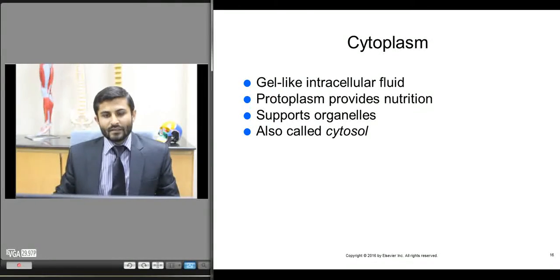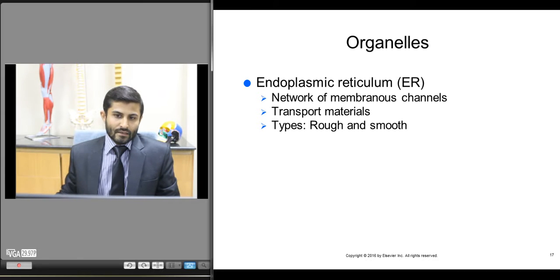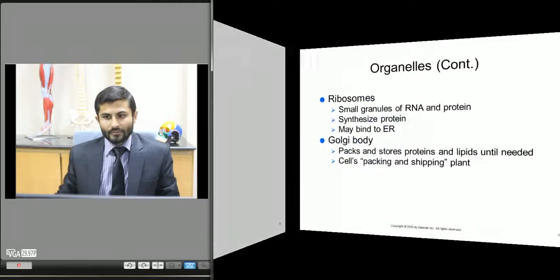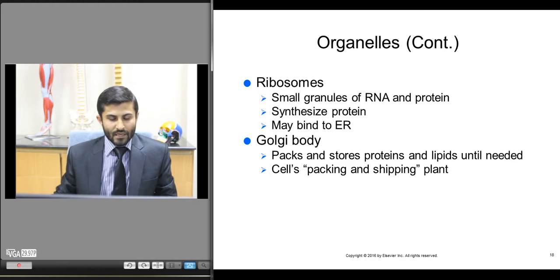Cytoplasm, it's a gel-like intracellular fluid. Protoplasm provides the nutrition, supports organelles, also called as cytosol. The organelles, endoplasmic reticulum, network of membranous channels. It transports material. It has two types, rough and smooth. The ribosomes, small granules of ribonucleic acid and protein. They synthesize protein and may bind to the endoplasmic reticulum.